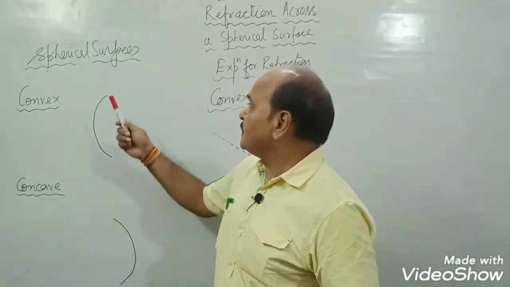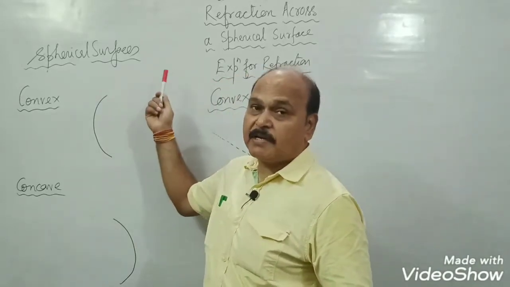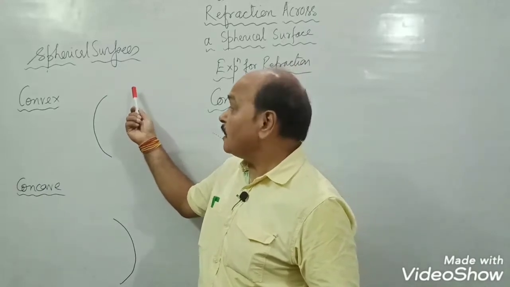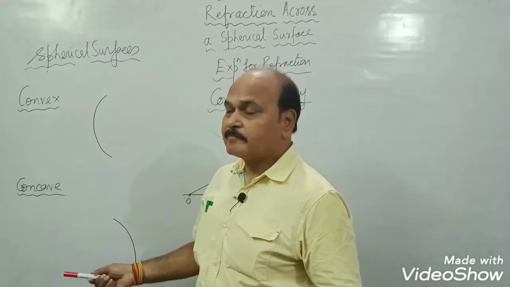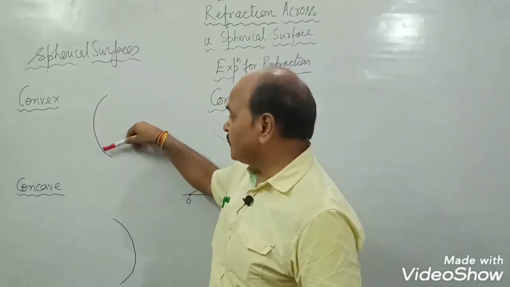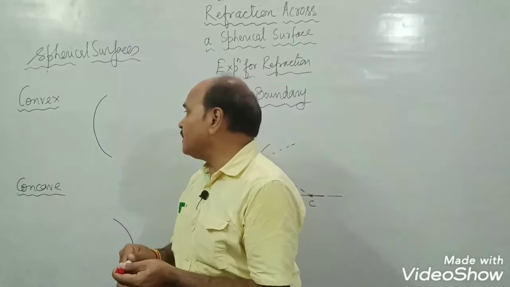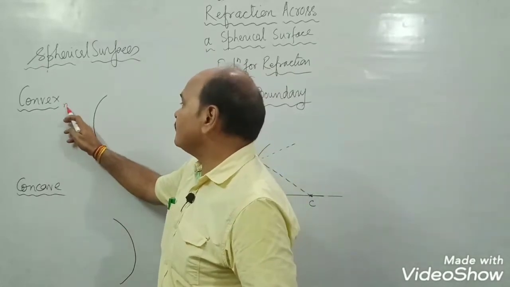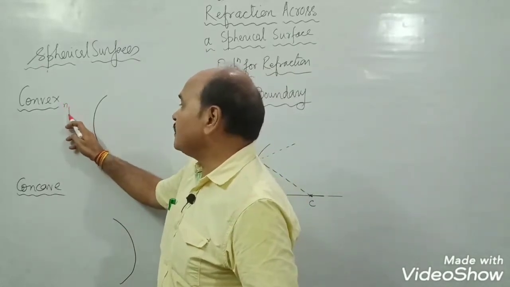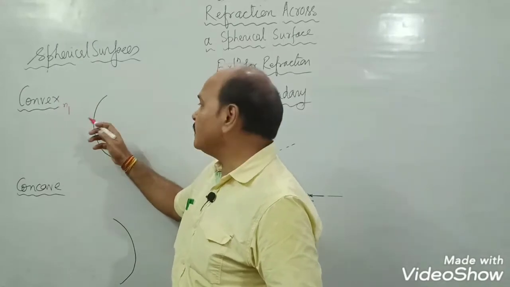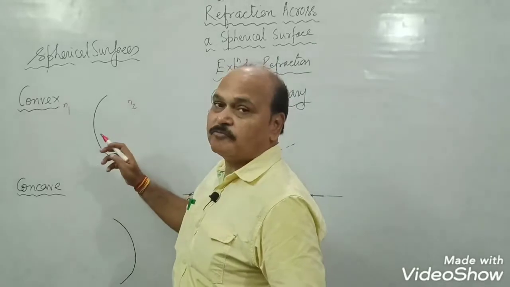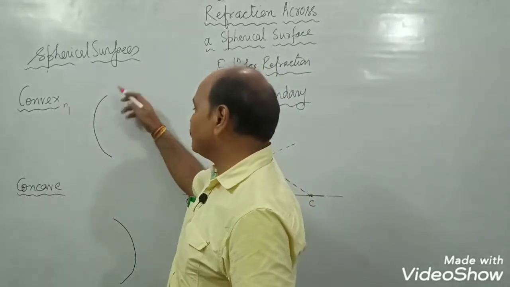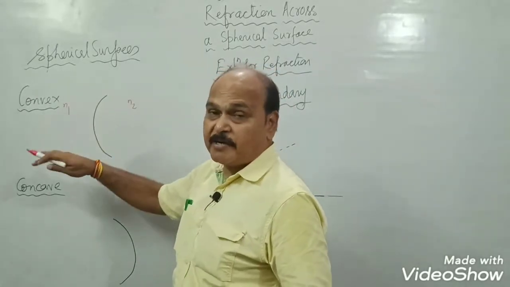All refracting spherical surfaces are of two types, convex or concave. This is a convex refracting surface. On one side of this surface, we have, say, medium 1, whose refractive index is N1, and on the other side, we have a medium whose refractive index is, say, N2. So, on both sides of this boundary, we have two different media.